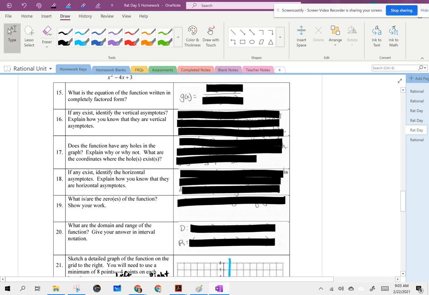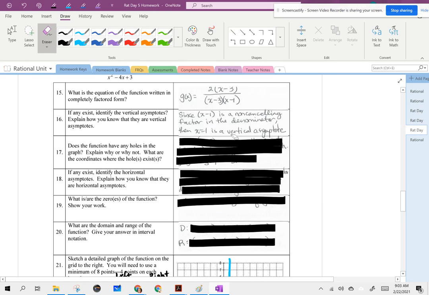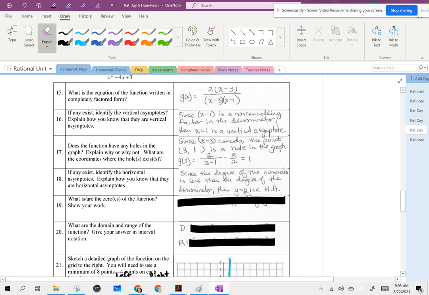Okay. All right, 15 through 20, and then graph, and then let's check our work. All right, so 15, here's factored form. We have our vertical asymptotes at x equals 1 along with the proper explanation. We have our hole at (3, 1) with the work as well as the explanation. Horizontal asymptote along with the explanation.